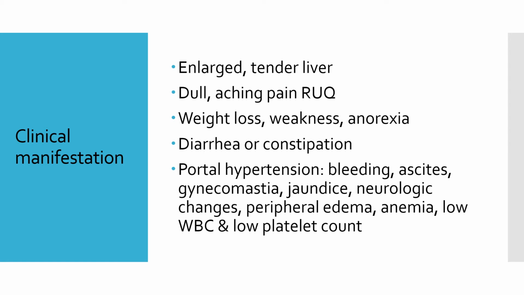Clinical manifestations include an enlarged tender liver and dull aching pain in the right upper quadrant. They may have weight loss, weakness, and anorexia, meaning not how we think about it when we think about a teenage problem, more just that they don't have an appetite, they just don't want to eat. Diarrhea or constipation. Portal hypertension includes bleeding, ascites, gynecomastia, jaundice, neurological changes, peripheral edema, anemia, low white blood cell count, and low platelet count.